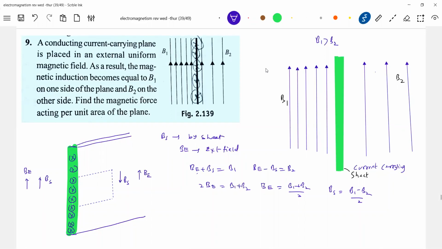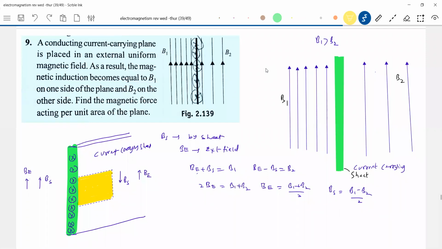Now, what is this? This particular current carrying sheet. Find the magnetic force acting per unit area of the plane. Nothing but I'm asking magnetic pressure here. So per unit area of the plane. So this is that plane which I considered. Shall I say that F equals BIL? If a current carrying wire kept in a magnetic field will experience a force, similarly a current carrying sheet kept in an external magnetic field will experience a force. That force per unit area is what is being asked here.